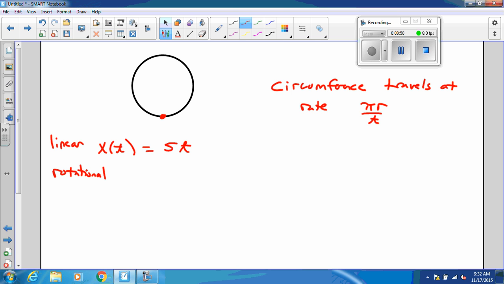Are you sure it's pi r over t? Isn't it 2 pi r over t? Yeah. So the radius is 1 here, so it's 2 pi. Oh, I see. Over the period, okay. So that would give me the speed at which this is going. Do we know anything about the speed of the circumference relative to the speed of the robot?